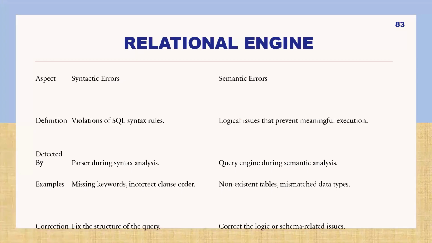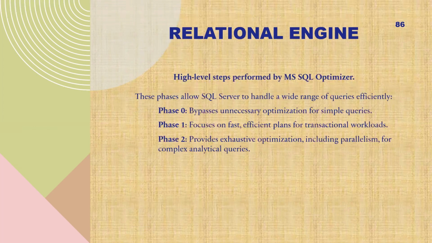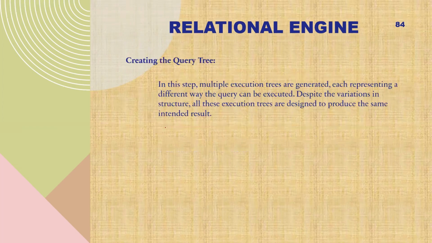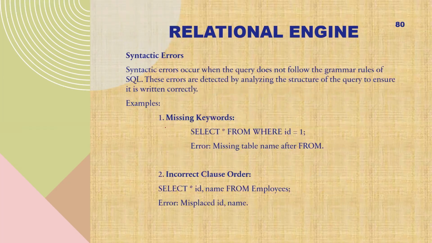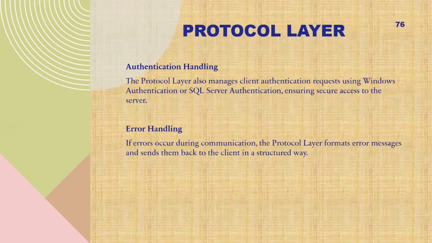So this was about the basics. In the next class, we will go in depth on this part also. Suppose the query optimizer is there. There are three phases of query optimization: phase zero, phase one, phase two. We will discuss this in the next class. Before the next class, make sure you go through the complete slides of the architecture part. This was the basics of how the data is going to move when you are running any query.